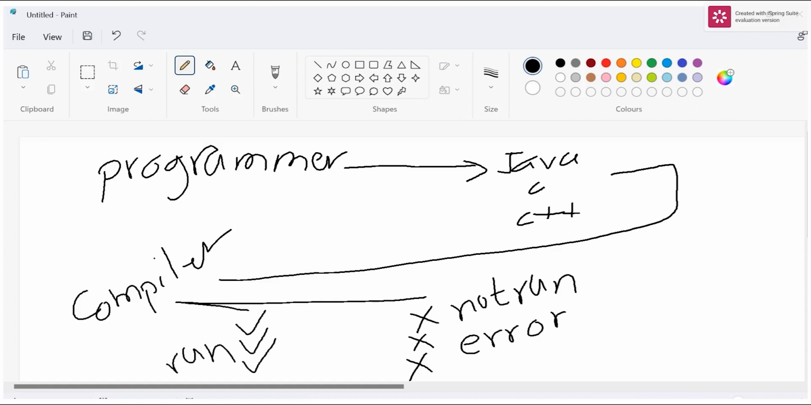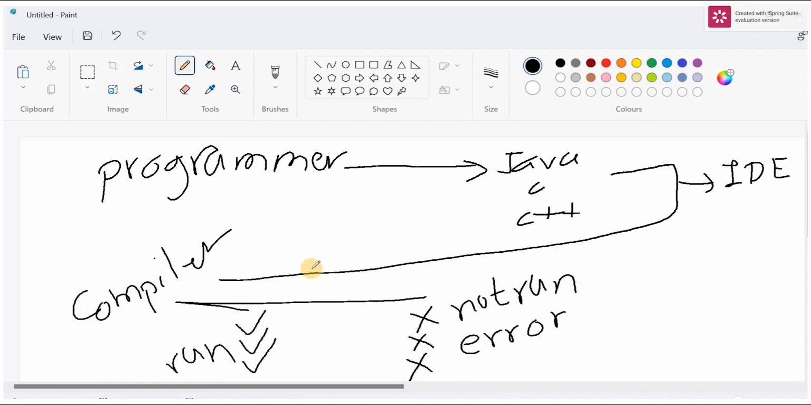We write our program in any language in our IDE, and the written program we save and build or compile, and we give our program to the compiler. The compiler will check whether our program is correct or not. If it is correct, then that program will run. If it has some syntax errors or mistakes, then it will not run. It will give the errors.